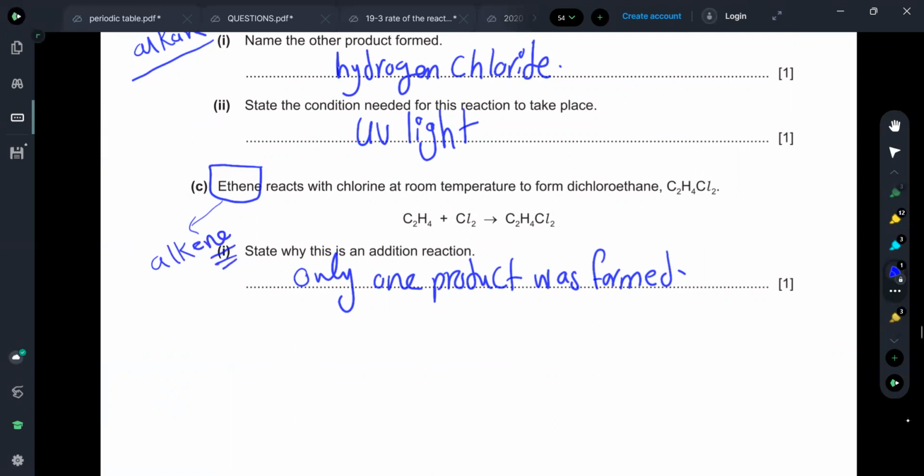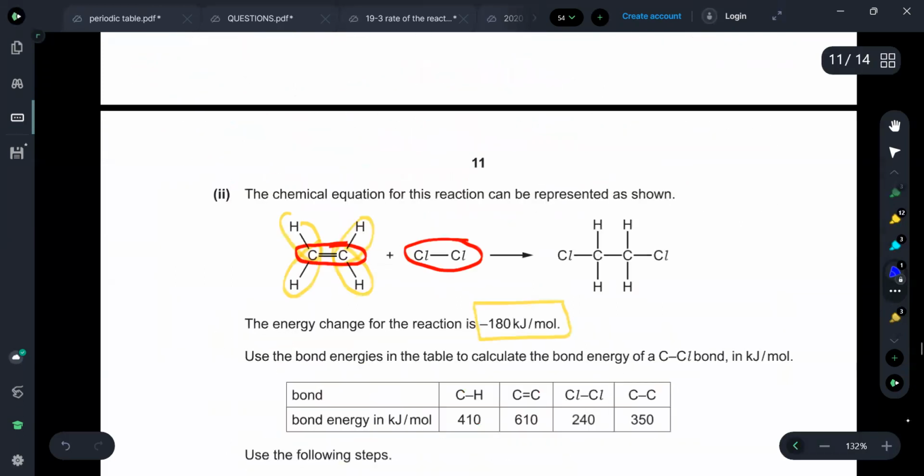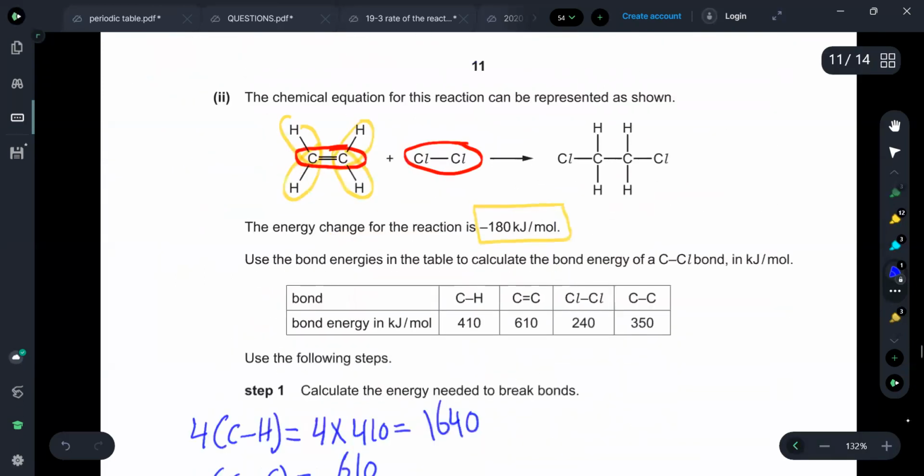Break the double bond and add chlorine to each carbon. So what's the meaning of addition reaction? In an addition reaction, only one product is formed. Question number 2. The chemical equation for this reaction can be represented as shown.